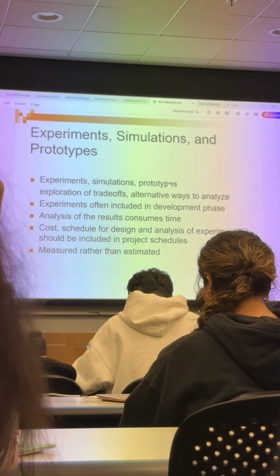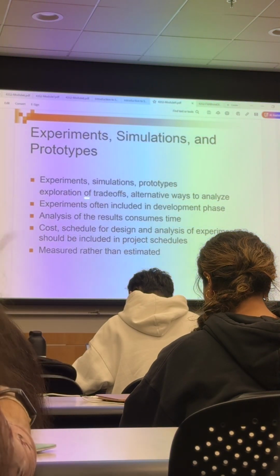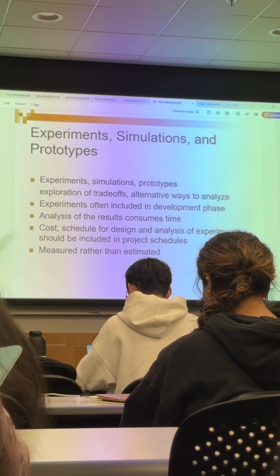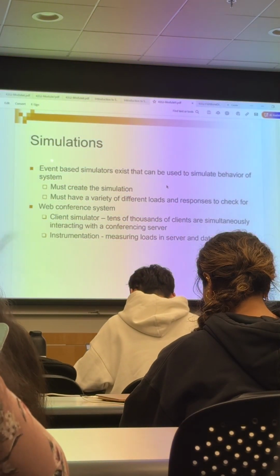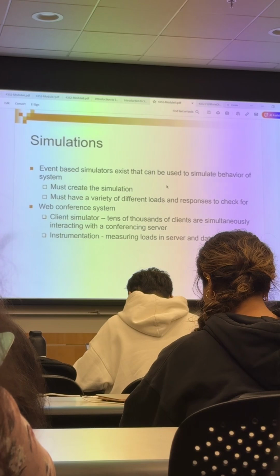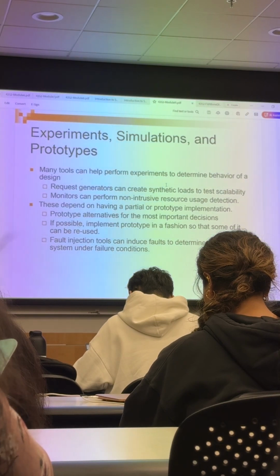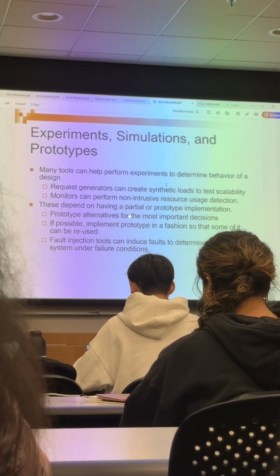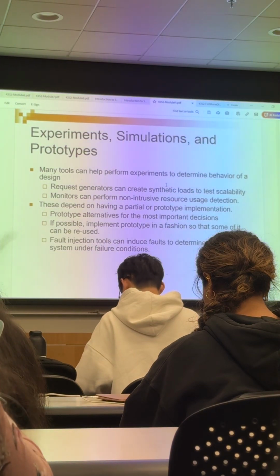We looked at experiments, simulations, prototype. These are exploration of trade-offs. These are different ways you can analyze the system. You can design experiments in the development phase and make sure that your project is going to include these experiments as test cases, and you can measure them. Simulations, you can simulate the loads using simulators, instrumentation loads, etc. So that you can provide some kind of load to the system and stress test it, load test it, etc. Then you can also use fault injection tools. We also talked about prototype alternatives. You can implement skeletal systems, and you can test out the system early on.